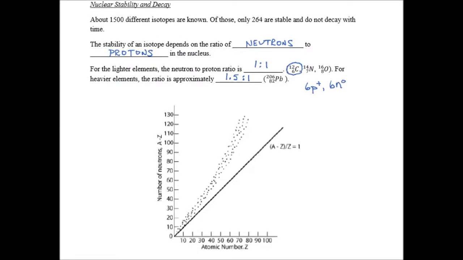So if we look at 10 neutrons versus 10 protons, a 1 to 1 ratio, we see we have stable isotopes here. So all of the dots represent stable isotopes. But as you get to atomic number 60, we see that a 1 to 1 ratio is not within the area of where the stable isotopes are. You have many more neutrons compared to protons to keep the nucleus from decaying.